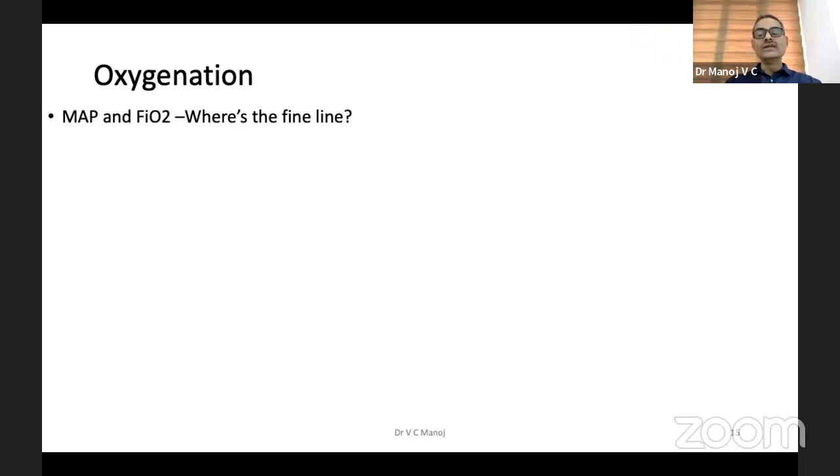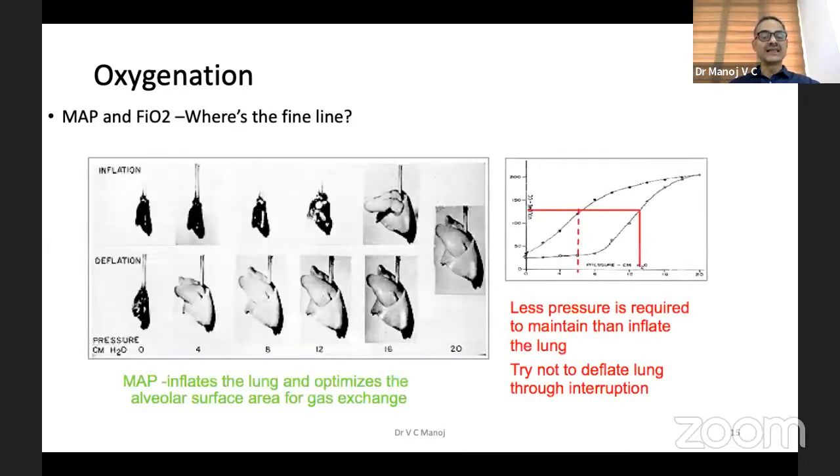Now, to recruit the lung initially, you increase the mean airway pressure, and this is what happens. When you increase the mean airway pressure, the lung opens up, and more alveoli are opened up for gas exchange. And once you have that, it is like a balloon. You blow a balloon. Initially, it's difficult to blow, and then after a period, it becomes very easy. That is because you have recruited the lung. And at this point, very small changes are enough to effectively exchange carbon dioxide.